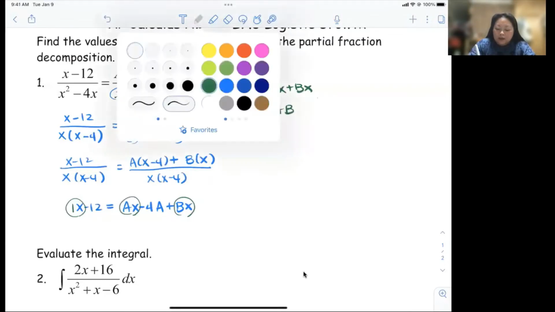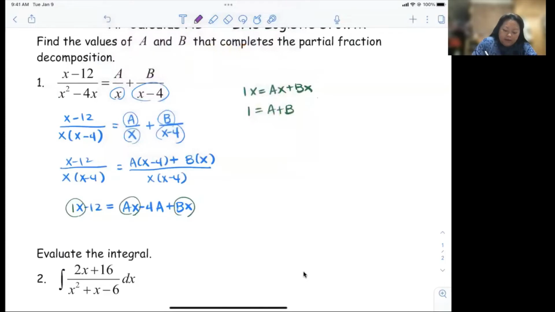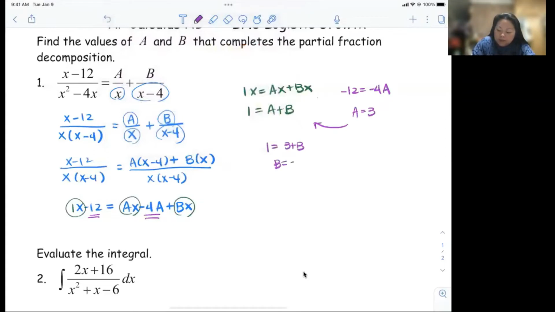Okay? Now let's look at the other part that's left. I have negative 12 equals negative 4a. These are the terms that don't have the x's. Well, this is nice because I only have one variable, so I'm able to solve. I'm able to say that a equals 3. Now that I have a equals 3, I can go back and solve for b because I know that a plus b must equal 1. So 1 equals 3 plus b, so b must equal negative 2.